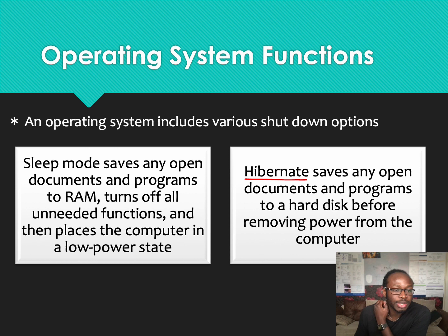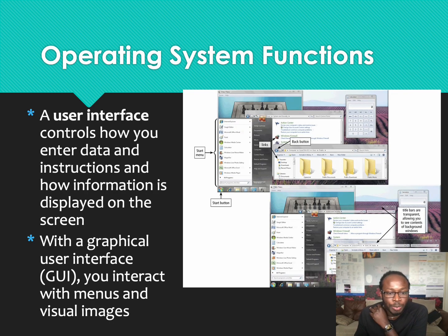Then there is the sleep mode. Sleep mode helps you save energy by simply putting your machine into a low power state. Okay. So it's just putting your machine in a low power state. It's not really turned off completely. Basically it saves open documents in the RAM and turns off all the unneeded functions. Just simply the bits that are not being used are being cut off. So the processor will be less busy, and hence it will be in a low power state and consume less power.